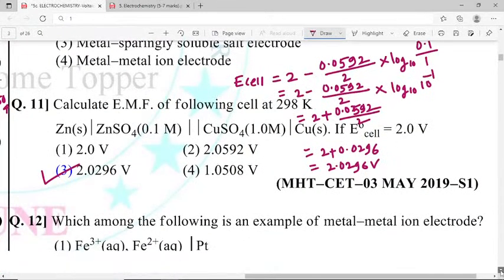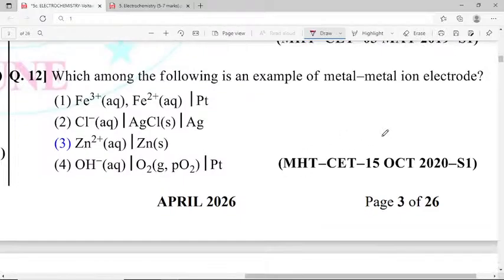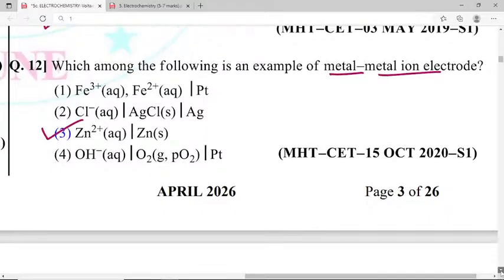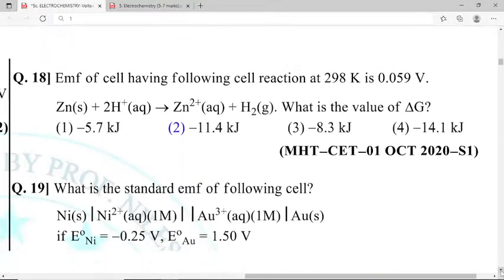Next question. Which among the following is an example of a metal ion electrode? The metal ion electrode is zinc, Zn2+ with Zn, zinc. Metal ion electrode. Please solve PYQ questions. If you solve PYQ questions, then you will find it very easy. Metal ion electrodes.